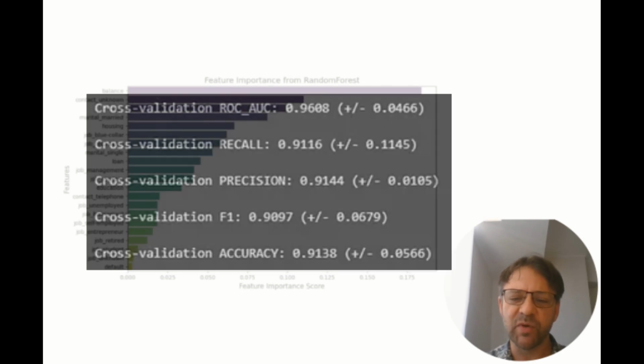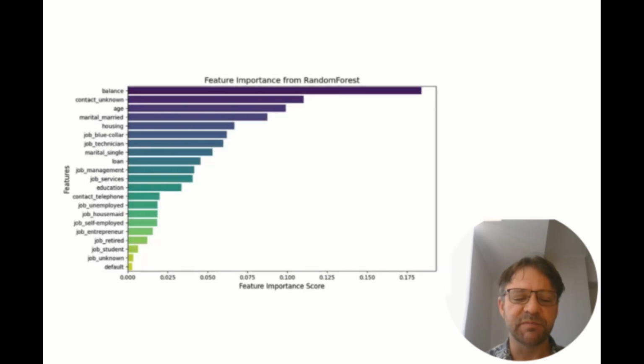If we look at the feature importance, balance is the most important feature. Contact unknown was also an important feature, which is interesting. The age of the person is an important feature, whether or not they were married, whether or not they have a housing loan, blue collar jobs and technician jobs were important features. Whether they are married or single was also highly rated.